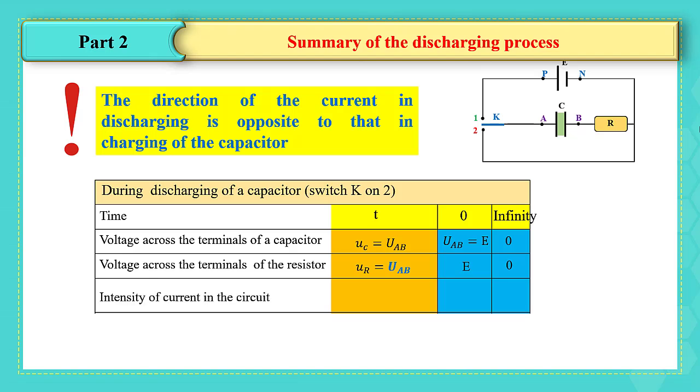The intensity of the current in the circuit is calculated using Ohm's law. I is equal to UR divided by R. At the beginning of the discharging, I has its maximum value, which is equal to E over R, whereas at the end of the discharging, the current is equal to 0 because UR is equal to 0.